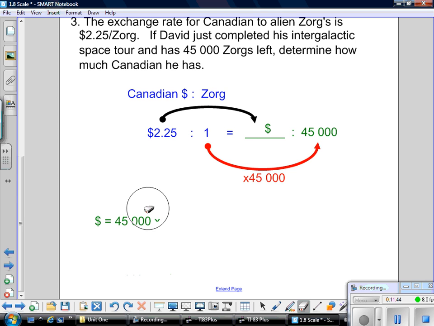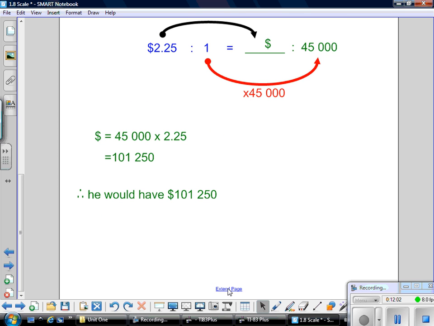So we have 45,000 times $2.25 equals 101,250. So actually David's a pretty rich guy. So now we have, therefore, he would have $101,250. Okay, so you get to have some fun with some conversions with currency in your work that you're going to be doing tomorrow in class.